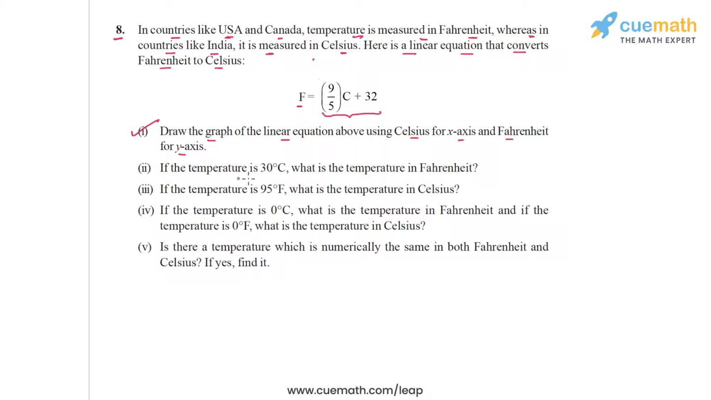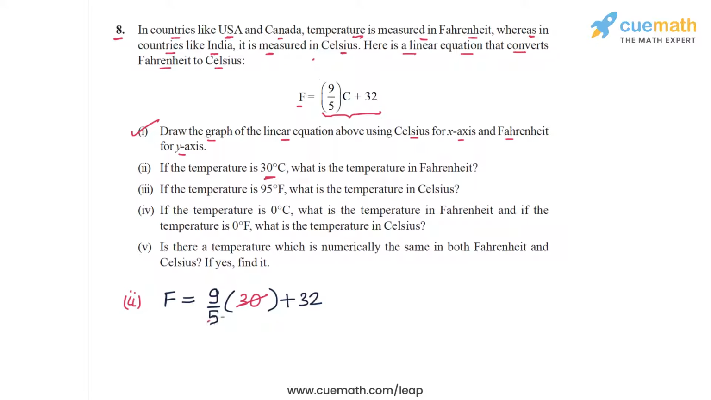Now let's do part 2. Part 2 says, if the temperature is 30 degrees Celsius, what is the temperature in Fahrenheit? So this is actually quite straightforward. The temperature is 30 degrees Celsius. So the Fahrenheit temperature would be F equal to 9 by 5 times C, which is 30, so 9 by 5 times 30 plus 32. So how much is this equal to?